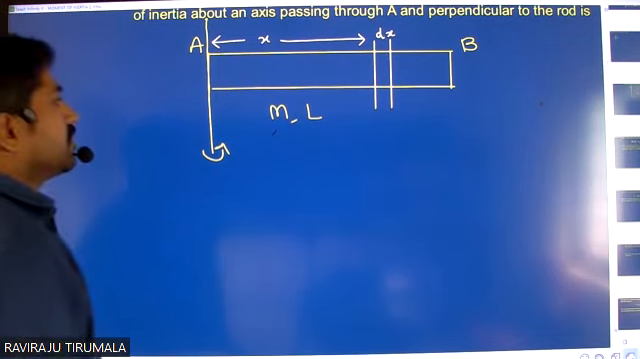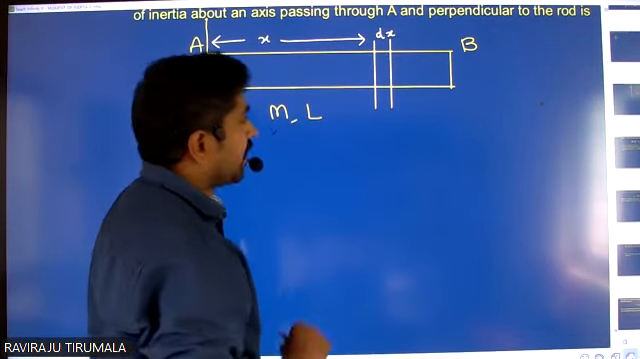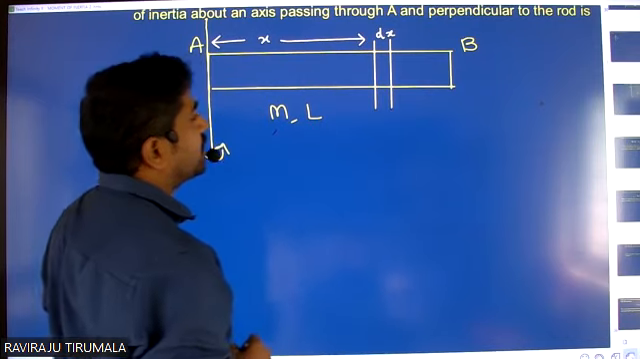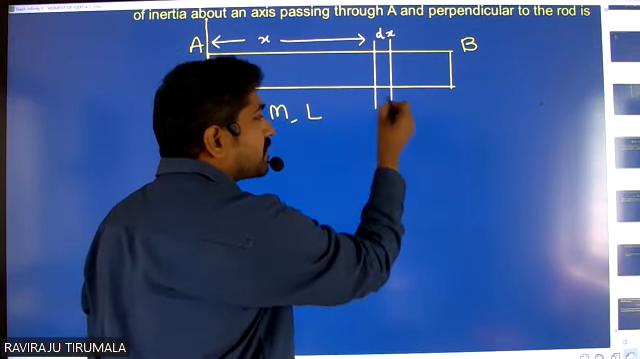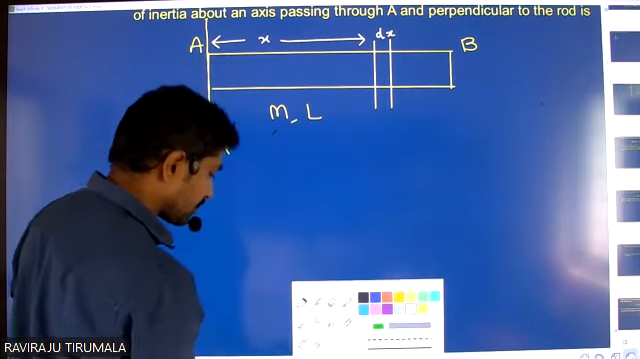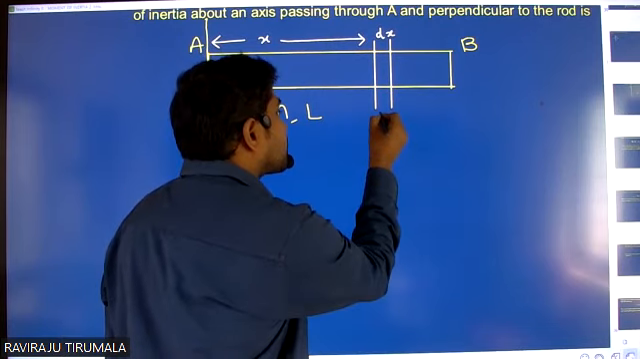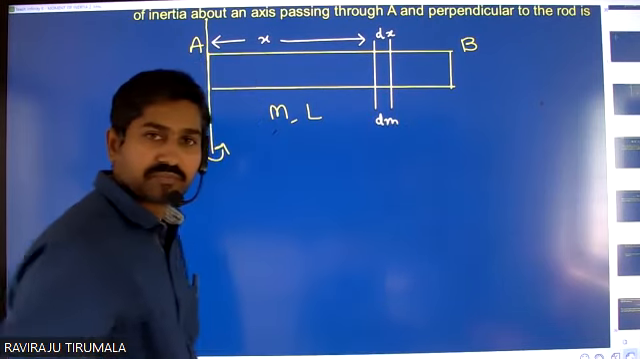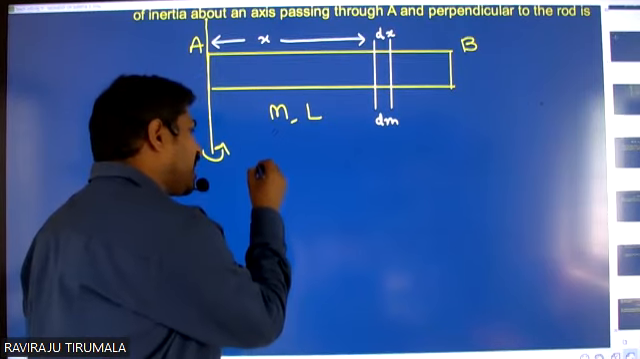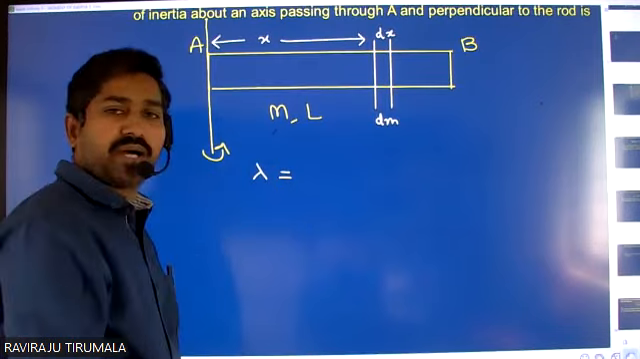Now the total mass is given as M only. Now we have to calculate what is the mass of the small element. Okay, see here, the mass of the small element I consider as dm. And what is the general formula for linear mass density?